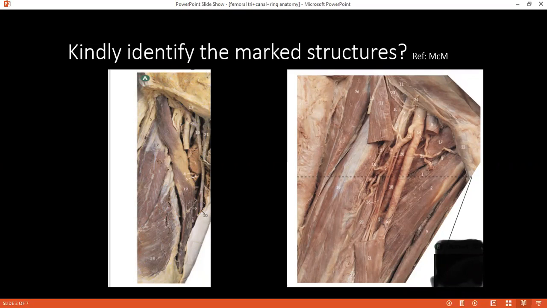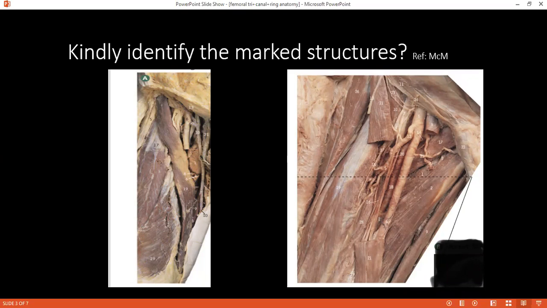How big, madam, is this femoral sheath? Three to four centimeters, and funnel shaped. This femoral sheath is subdivided into how many compartments and how? Two compartments: medial compartment and lateral compartment. The medial compartment contains the femoral vein, and the lateral compartment contains the femoral artery. Yes, and then basically there are three compartments: medial, intermediate, and lateral.